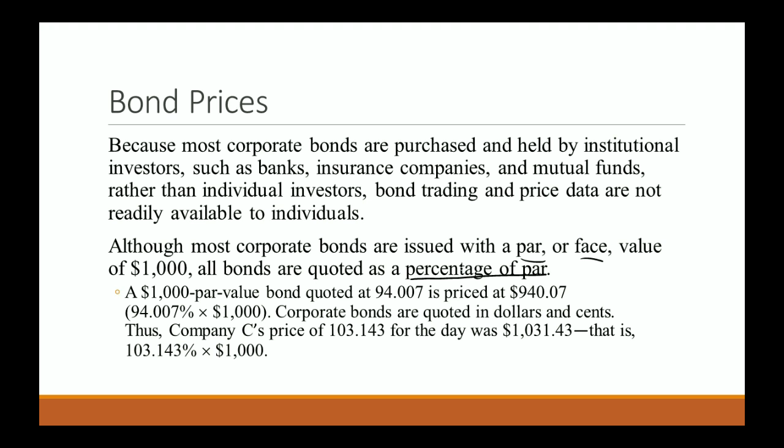So here in this example, we have a $1,000 par value bond, or face value bond, however you want to say it, and it's quoted at 94.007. That means that it is 94.007% of par, which is $1,000. So you take that as a percentage, multiply it by the par value, and that gives you the price of the bond.